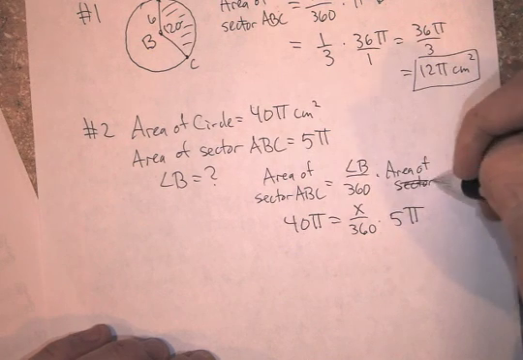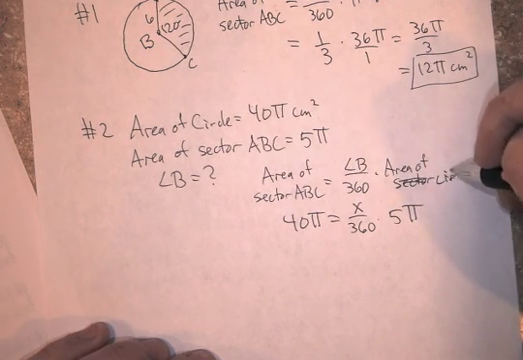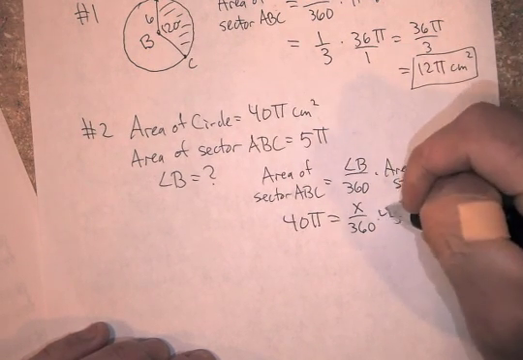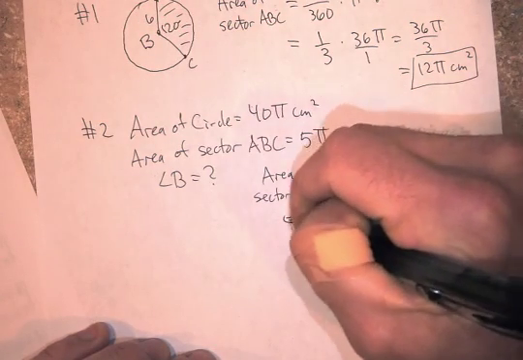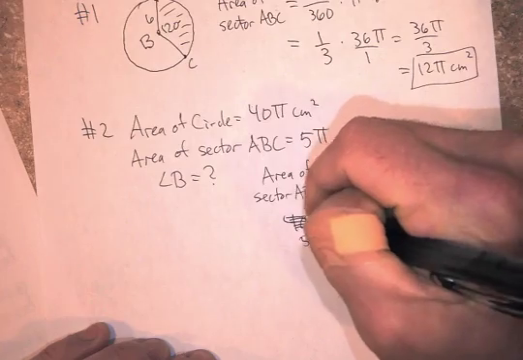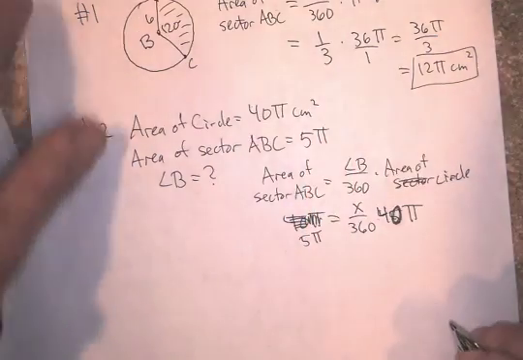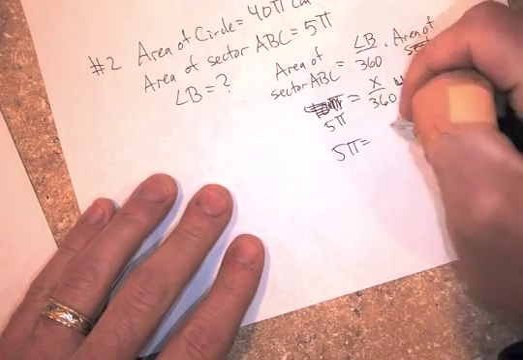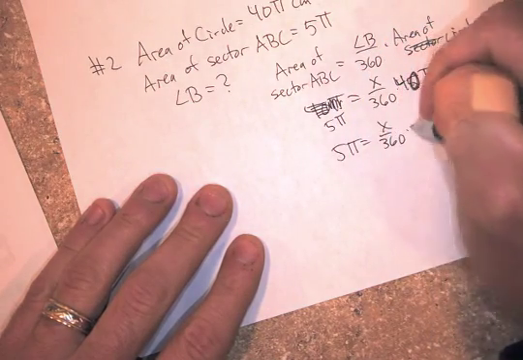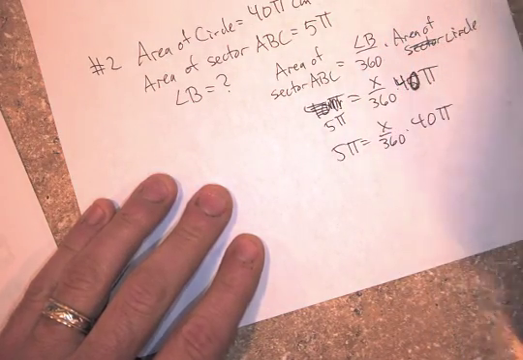This is the area of the circle. 40 pi goes here. 5 pi is the answer. Okay. So that's our setup there. 5 pi, I'll rewrite it. 5 pi equals X over 360 times 40 pi. Okay.